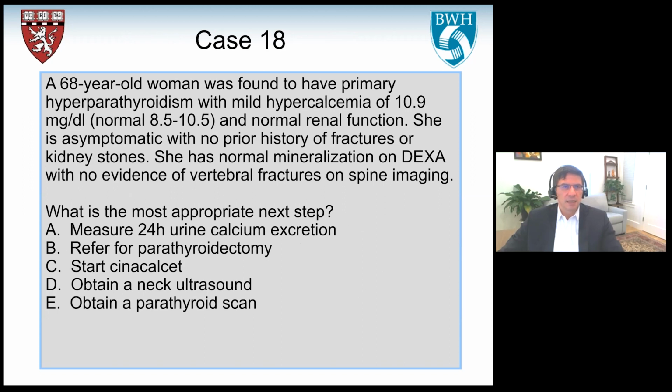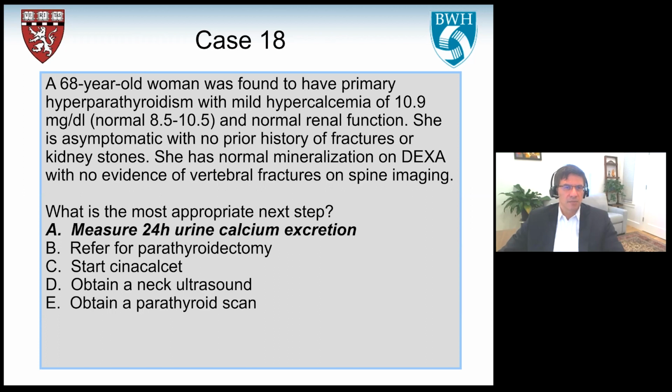Case 18. A 68-year-old woman was found to have primary hyperparathyroidism with mild hypercalcemia of 10.9 milligrams per deciliter, with the upper limits of normal being 10.5, and normal renal function. She is asymptomatic with no prior history of fractures or kidney stones. She has normal mineralization on DEXA with no evidence for vertebral fracture on spine imaging. What is the most appropriate next step? A, measure 24-hour urine calcium excretion. B, refer for parathyroidectomy. C, start cinacalcet. D, obtain a neck ultrasound. Or E, obtain a parathyroid scan.